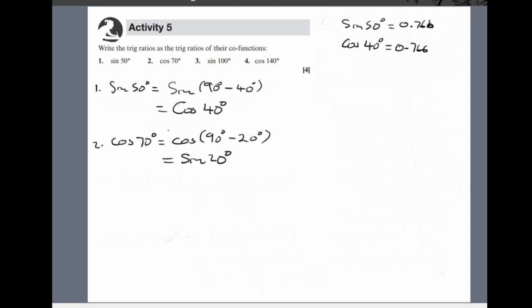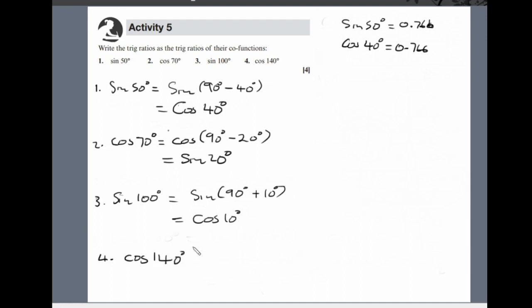Therefore these are cofunctions. Then we move to number 3: sine 100 is the same as saying sine of 90 plus 10. 90 plus 10 is in the second quadrant where sine is positive, so sine 90 plus 10 is the same as cos 10. To test, sine 100 on your calculator is 0.984, and cos 10 is also 0.984. So these are cofunctions.